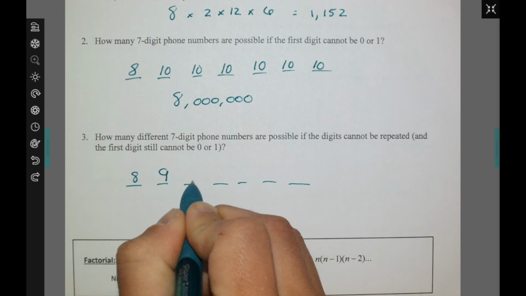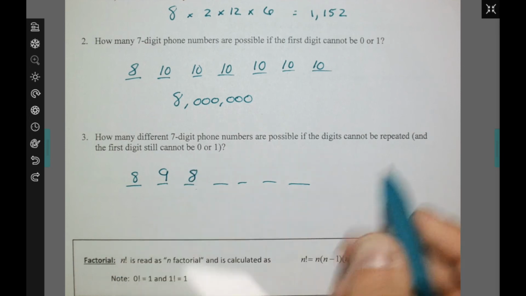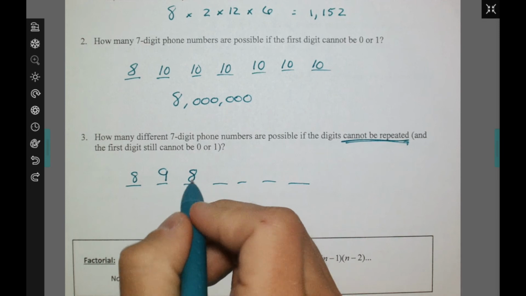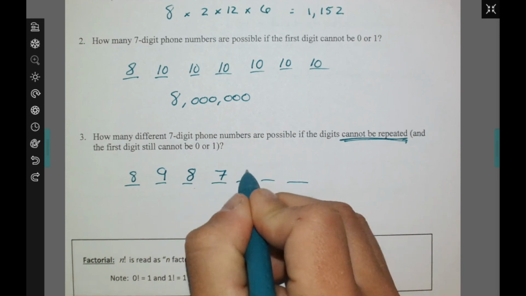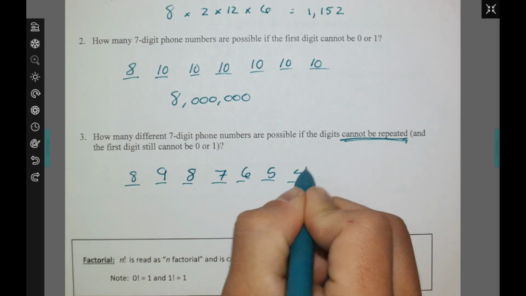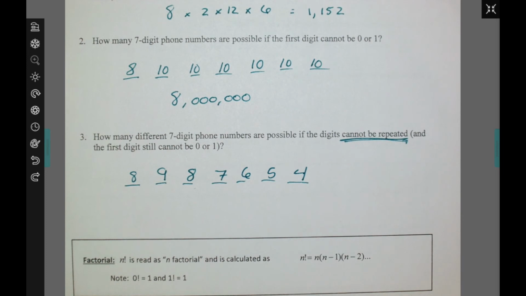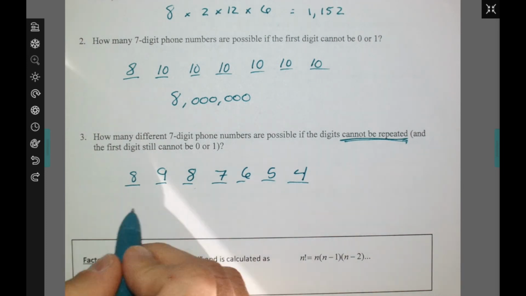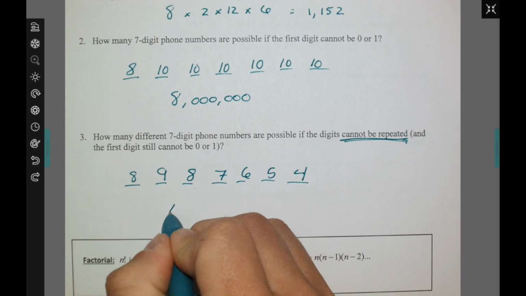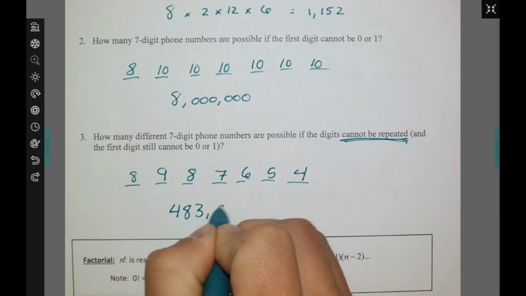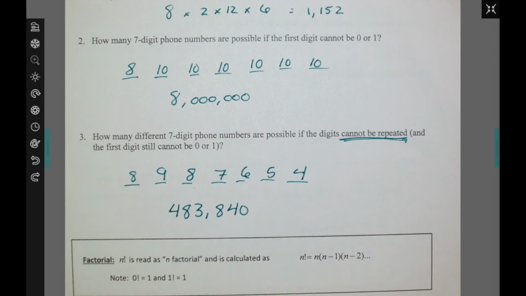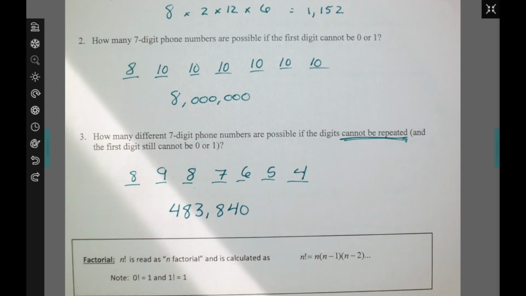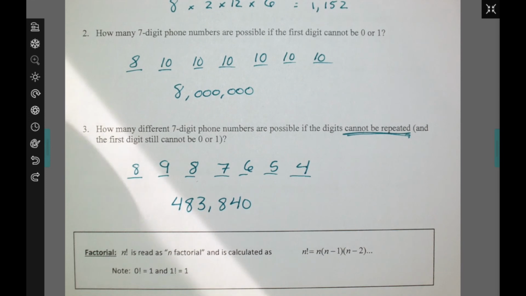For the next one, 2 of my digits are gone because they've been chosen and they cannot be repeated. So we're down to 8. And then we go to 7, 6, 5, 4. Again, to figure out all of the combinations, we go ahead and multiply those all out. It's going to give me 483,840 different combinations. So that's the fundamental counting principle right there. When you have different events that are occurring, to figure out the different number of combinations, multiply them all together.